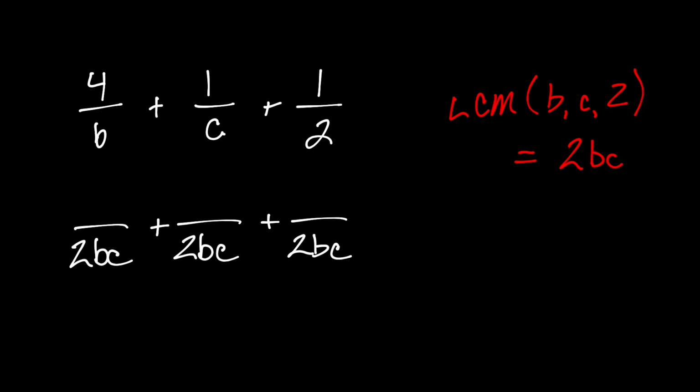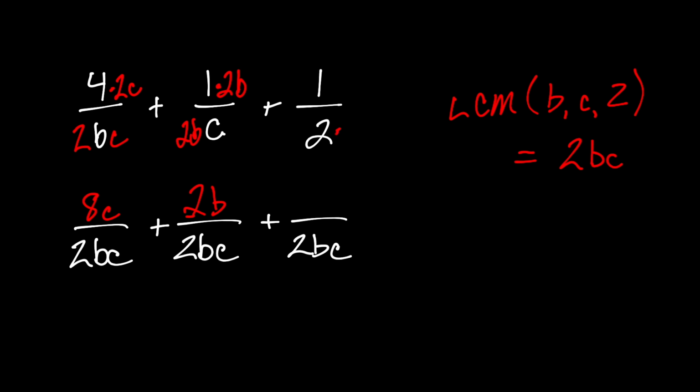So what do I multiply b by to get 2bc? Well, I multiply it by a 2 and a c. So I have to multiply the numerator by the same thing, 2c. That'll give me an 8c. Going to the next fraction, what do I multiply c by to get 2bc? I multiplied it by 2b. So I'm going to multiply the top by 2b. So 1 times 2b is a 2b.